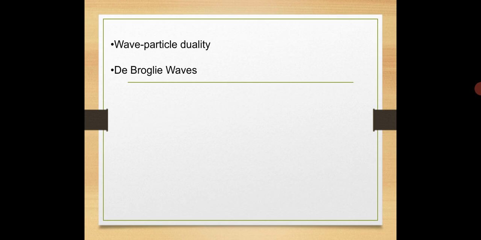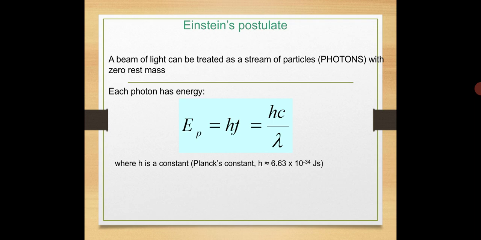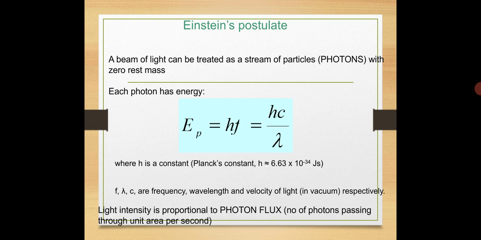duality. Now in de Broglie's waves, Einstein's postulate is that a beam of light can be treated as a stream of particles, that is photons, with zero rest mass, and each photon has energy E equal to hf, or E equal to h nu, which is equal to hc upon lambda, where f is equal to c upon lambda, where h is the Planck's constant, which is 6.63 times 10 to the power minus 34 joule second. Here f is the frequency, lambda is the wavelength, and c is the velocity of light in vacuum respectively.